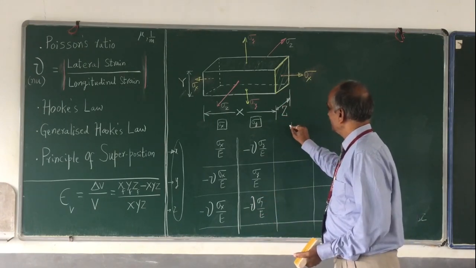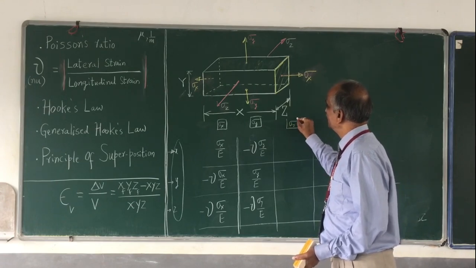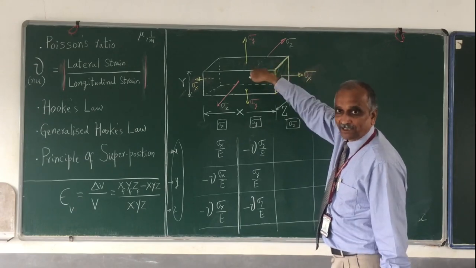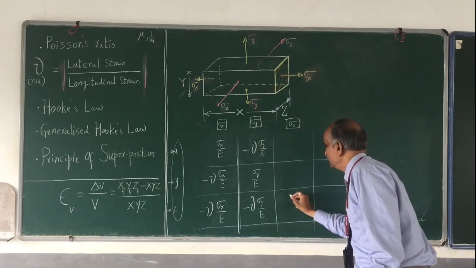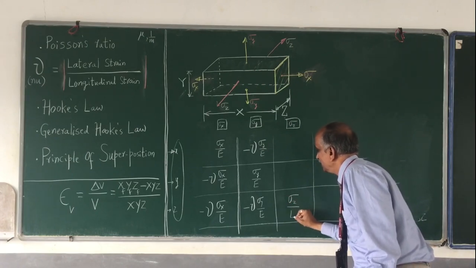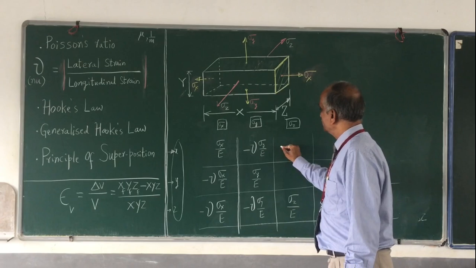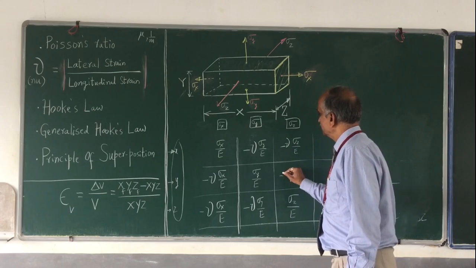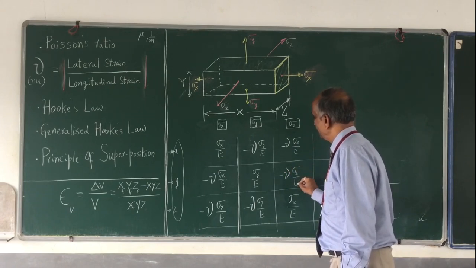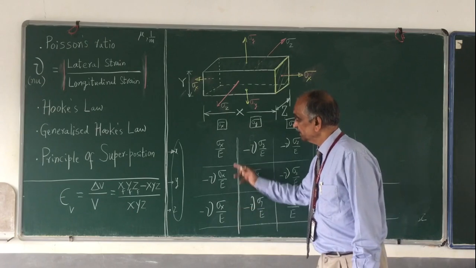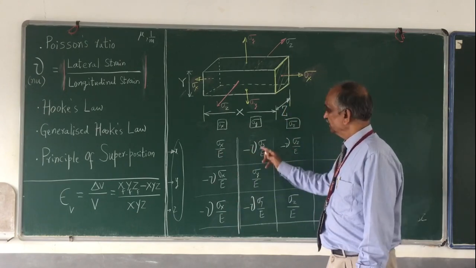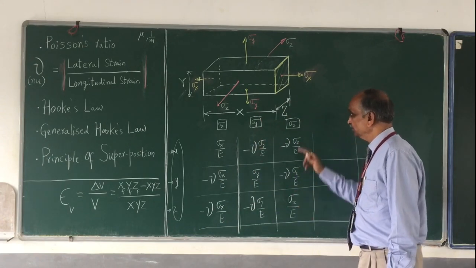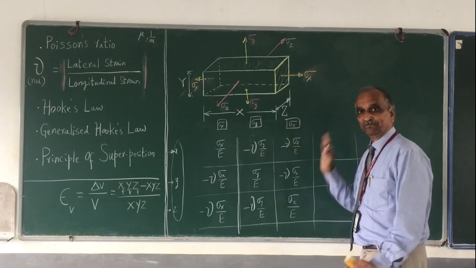And the same thing I can easily extend on the same lines due to sigma z. Sigma z is perpendicular to the board, and that direction is longitudinal. Therefore, this is sigma z divided by E. And this is minus mu into sigma z by E. Please remember, these are the strains only due to sigma x. These are the strains in different directions only due to sigma y. These are the strains due to sigma z only.